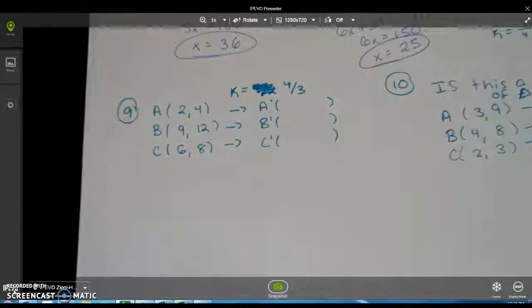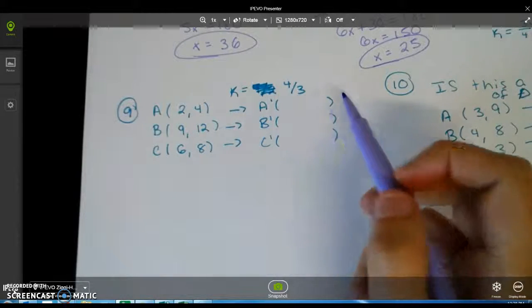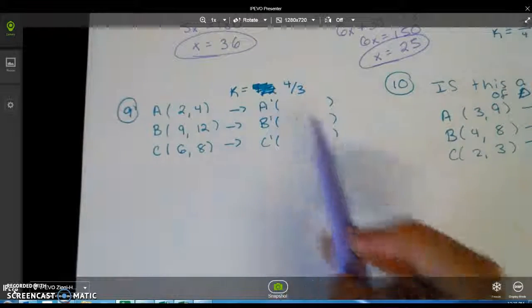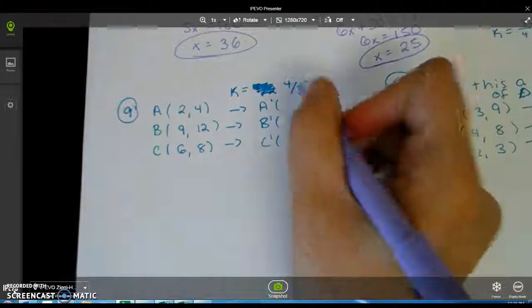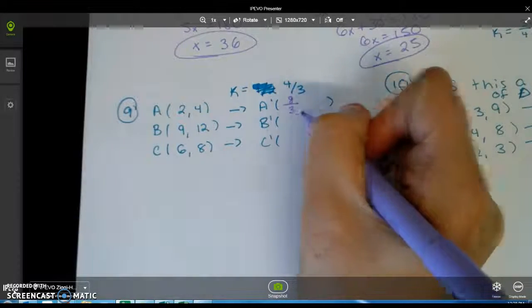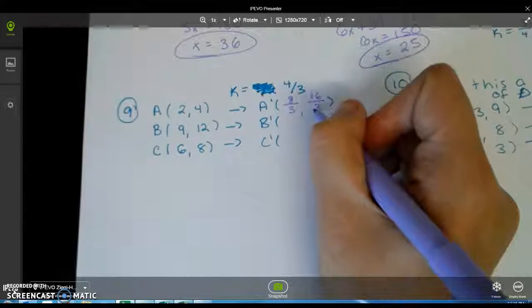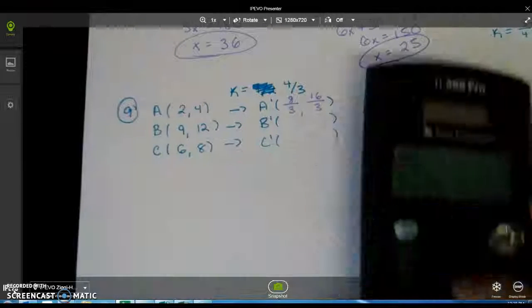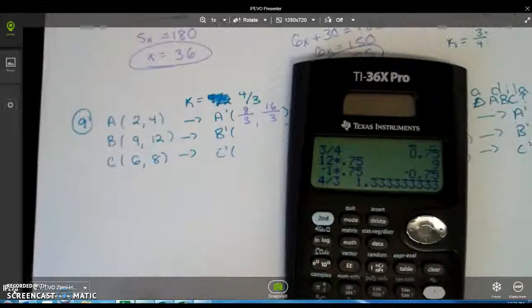On number 9, you've got the same two options, but this time you've got 4/3. So 4 is bigger than 3, so this is now an enlargement, right? So I'm going to do A, the multiplying route, and then I'll do the rest the other way. 2 times 4 is 8. That'll be divided by 3. That can't reduce. 4 times 4 is 16, and that is also divided by 3.